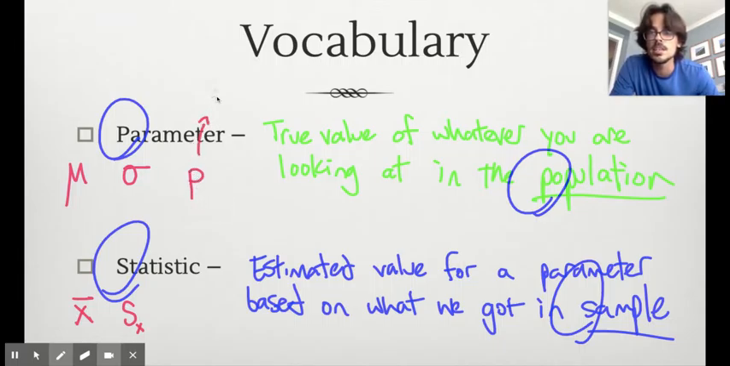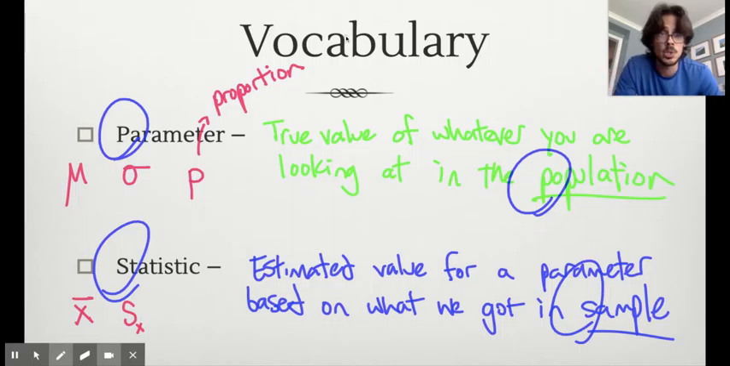Lowercase p stands for the proportion. And when I talk about a proportion, basically I mean a percentage. So I may want to find the proportion of people in America who wear glasses. Or I might want to find the proportion of people in the state of Missouri who want to vote for such and such a candidate. So anytime you're looking for a percentage of something, the variable we use for that is p.